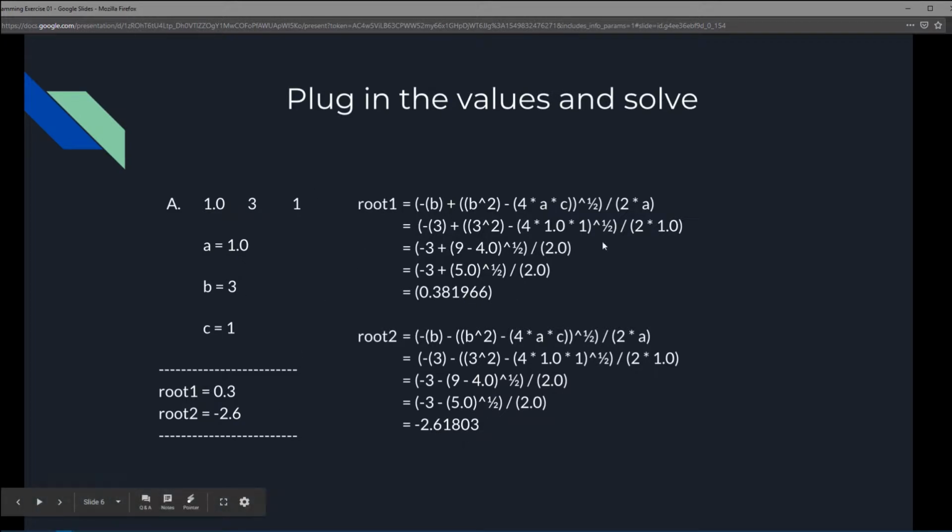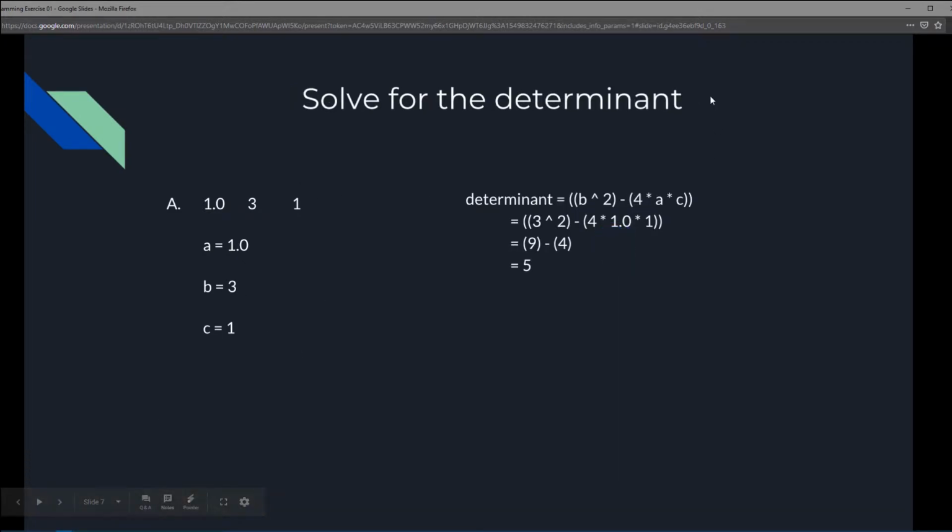All right. Now, next, we solve for the discriminant. Same thing as before, we're given the formula b squared minus 4 times a times c, and we take the same values a, b, and c and plug them in. We plug them in, and we find our discriminant.